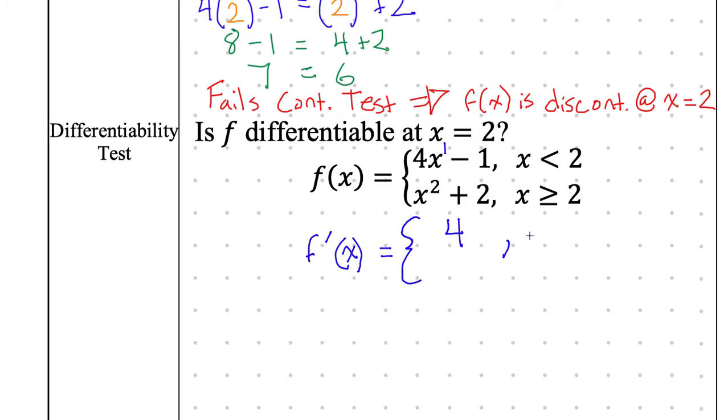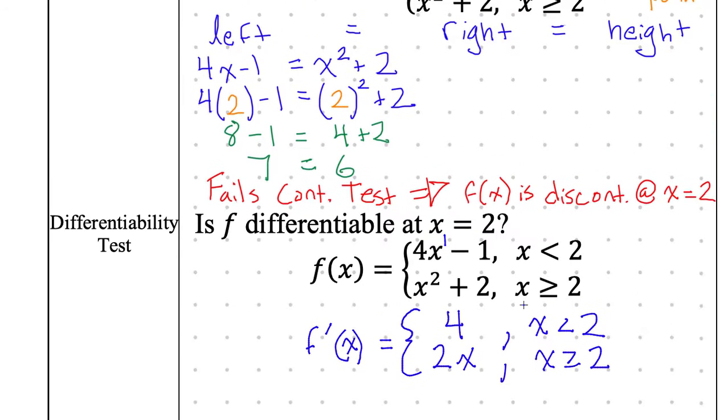So it's going to say 4 for values of x less than 2, or to the left of the suspect point. And then we need to take the derivative of the right half, or the bottom part of the piecewise function: 2x, for x greater than or equal to 2. We're taking the derivative, and then again, it's left equals right equals height. It's the same thing, but now using the derivative.